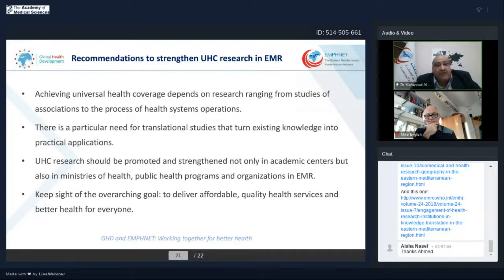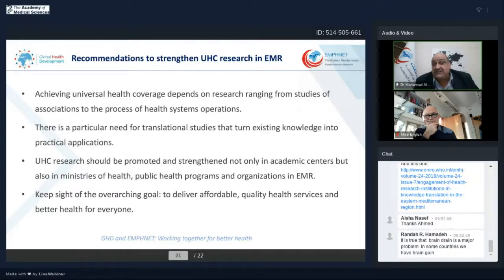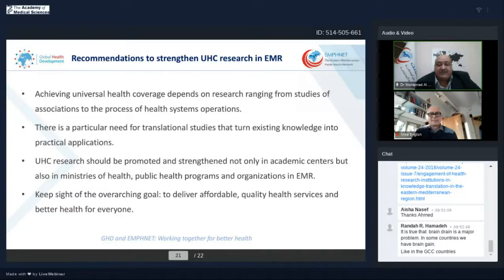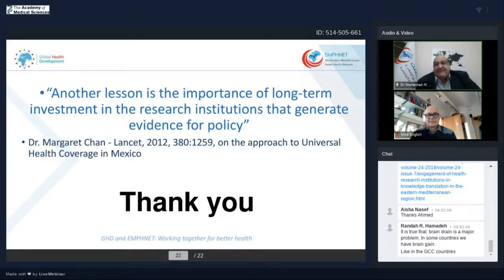We had a very good discussion yesterday about which type of research we need. I do believe that achieving universal health coverage depends on research ranging from studies of associations to the process of health system operations. There is a particular need for translational studies that turn existing knowledge into practice in our region. And research should be promoted and distributed not only in academic centers, but also in the ministries of health, public health programs and organizations in our region. And we need to keep sight of the overarching goal: to deliver affordable, quality health services and better health for everyone. Next, please. Thank you very much.